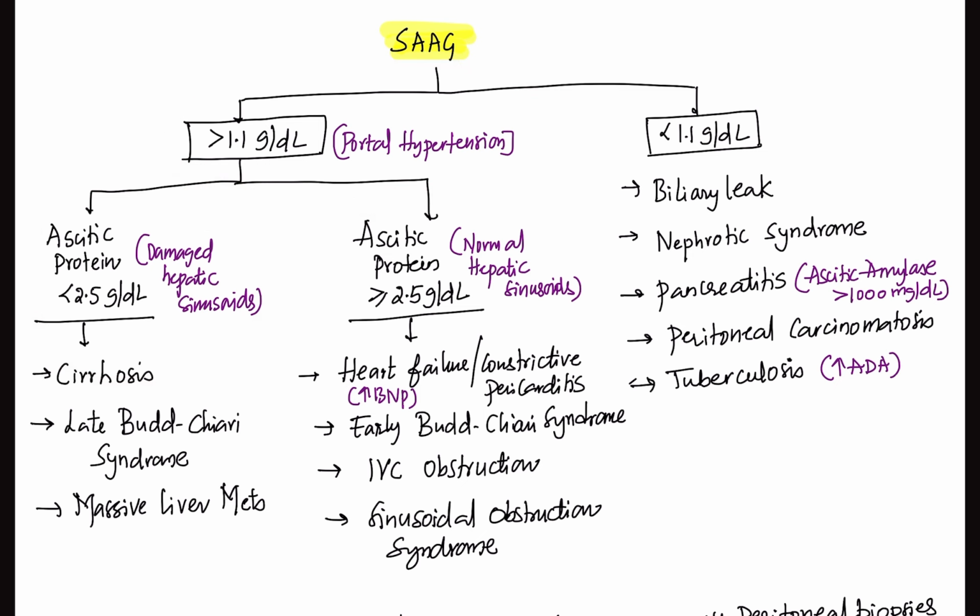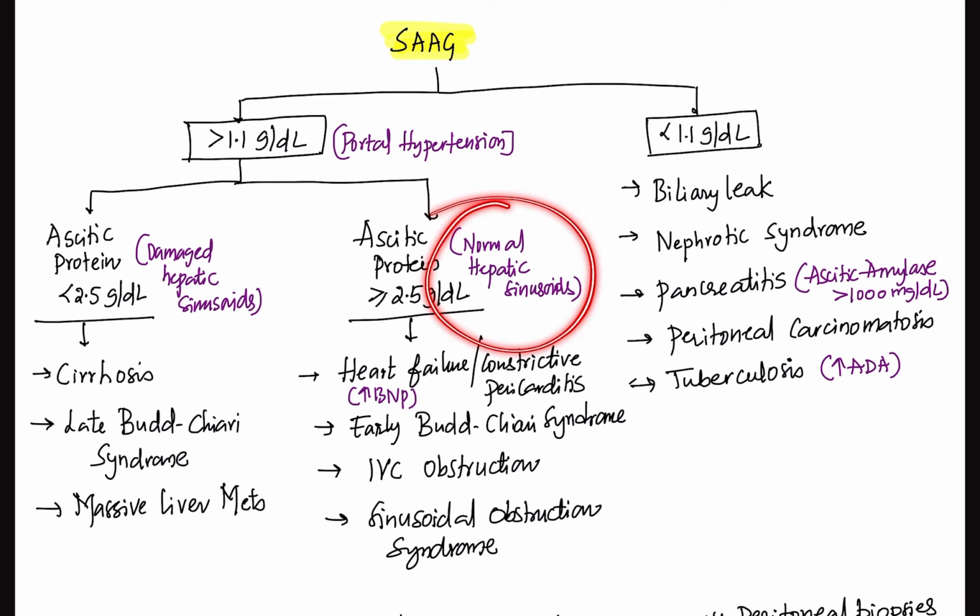That indicates damage to the hepatic sinusoids, and this occurs in cirrhosis of the liver, in late stages of Budd-Chiari syndrome, which is characterized by hepatic vein thrombosis, and also in massive liver metastasis cases. Because there is disruption to the hepatic sinusoids, the protein is not entering into the ascitic fluid because there is damage to the barrier. If the barrier is okay, because of the high pressure, there is transfer of protein into the ascitic fluid. So the ascitic protein is maintained or it is increased. It is more than 2.5 gram per deciliter.